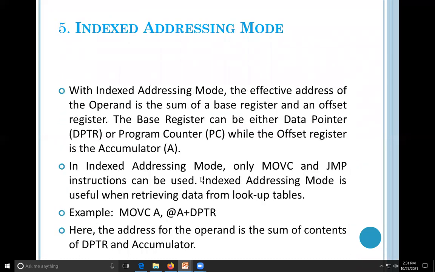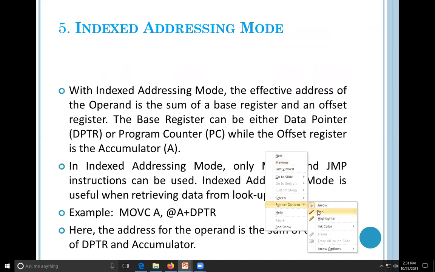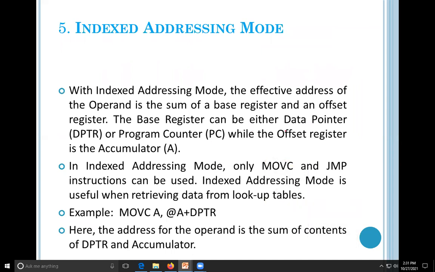The last one is the index addressing mode. In index addressing mode, the effective address of the operand is the sum of the base address and the offset address. The base address is either the data pointer or the program counter, while the offset address is the accumulator.